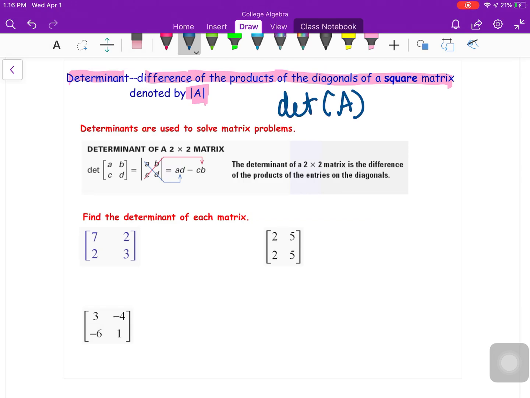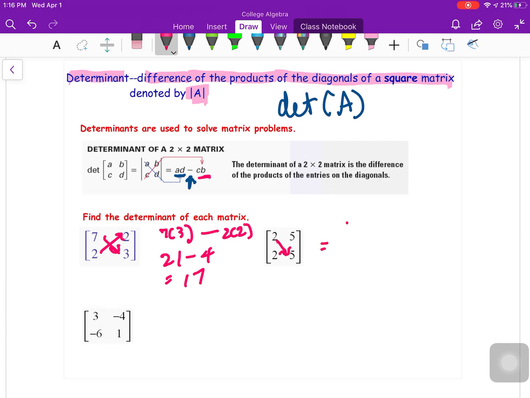So if you look at this one, I'm looking for the determinant of the matrix A, B, C, D. So let's see the difference of the products of the diagonals. This blue diagonal is AD. Difference means minus. The red diagonal is CB. So this determinant would be AD minus CB. So let's try this one. This first diagonal is 7 times 3, minus the second diagonal, 2 times 2. That's 21 minus 4. That's 17 for my determinant.